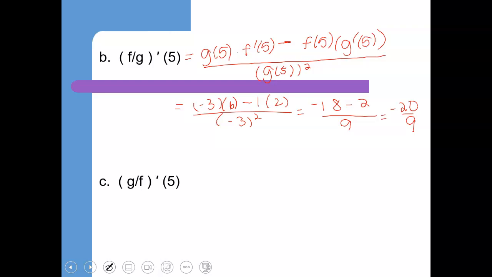So -18 minus 2 all over -3 squared. So you got -20 over 9.